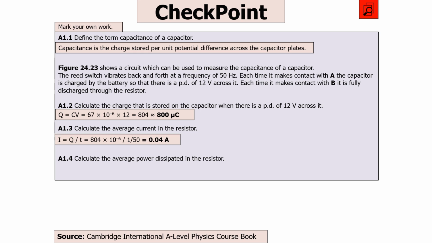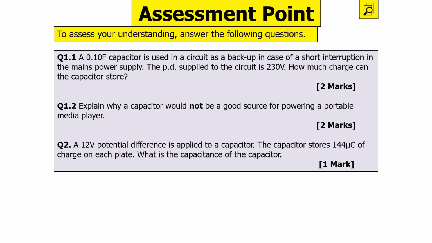And then we can work out the power dissipated because P equals V times I, where V is the average potential difference. So you work it through, so it's going to be half of 12 because it's the average, so therefore it's 12 times 0.04, so it's 0.24 watts. Our next question says a 0.10 farad capacitor is used in a circuit as a backup in case of a short interruption in the mains power supply.